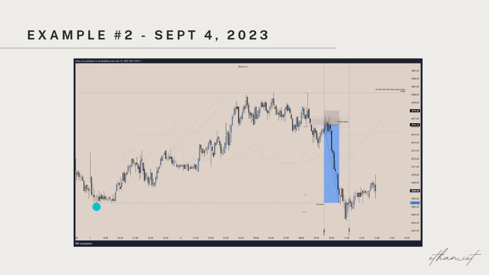We have 1, 2, 3, 4, 5, 6 equal lows right here. That was a very clear target to me. Over here, we had another 5 equal lows. So you could have targeted that as well. I chose this one because it was between the -2 and -2.5 standard deviations.